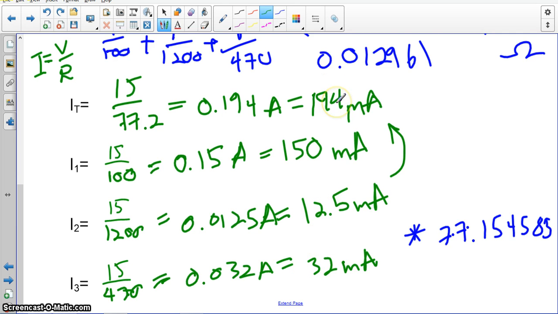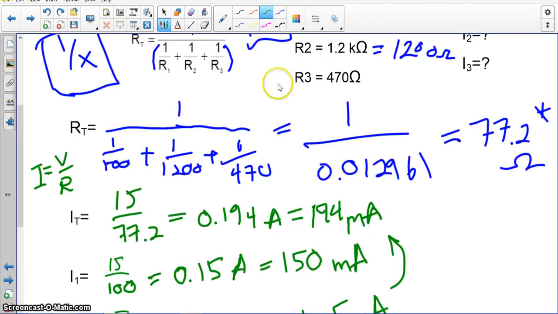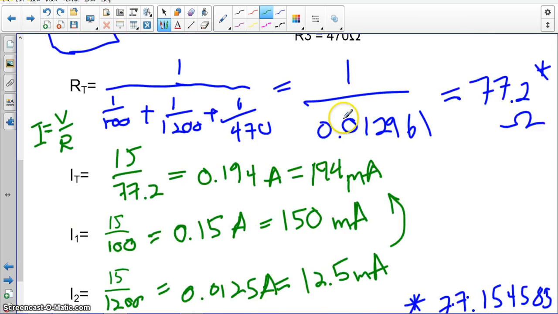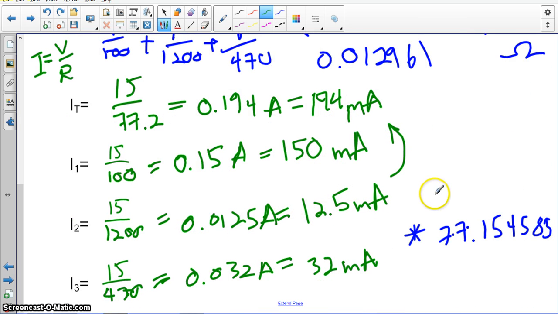Most of the electrons go down the first path. Why? Because that's where the resistance is the lowest. Where the resistance is the highest, almost none go that way, and the third is in between. So there you go. That's parallel circuits and how you handle them. And hopefully this is enough to help you with the activity.